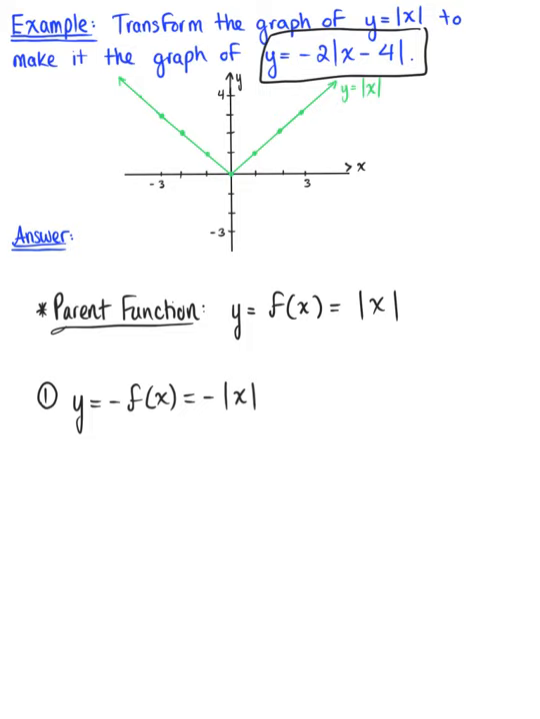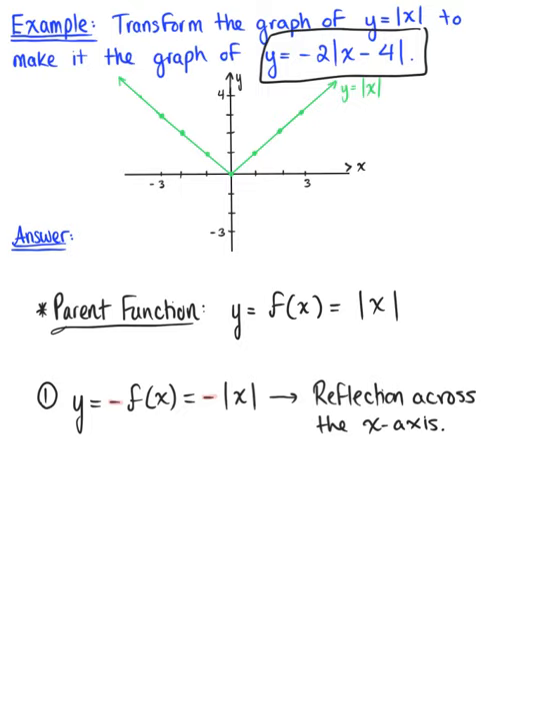So recall here that if you have a negative on the outside of the function, this is implying a reflection across the x-axis. So we want to reflect the absolute value across the x-axis. So that is our first transformation.